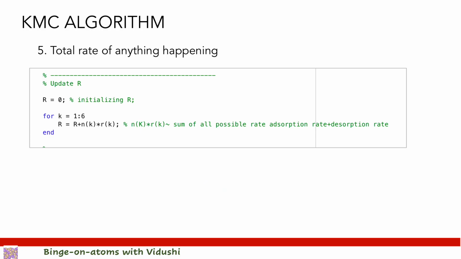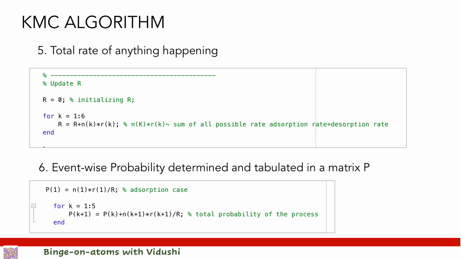Now, the sum of all possible adsorption and desorption rates is updated in an R matrix. This is followed by calculating the event-wise probability and tabulating the probability for each event occurring in a matrix P. Here you see that P1 is the probability of adsorption occurring, where R is the rate of any event happening. After this, the probability of the following events is calculated and added to the probability of the previous event.